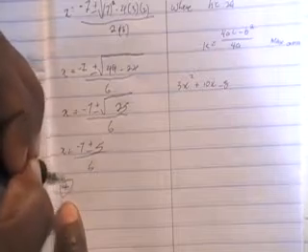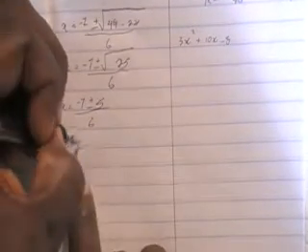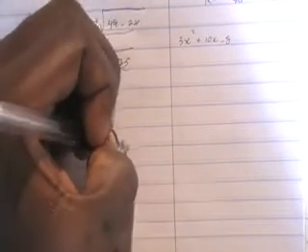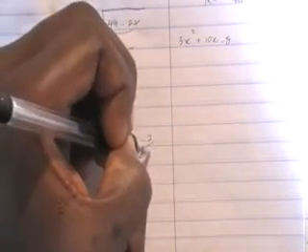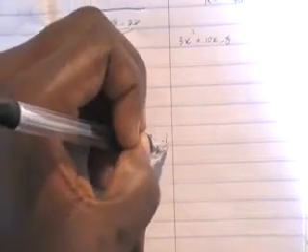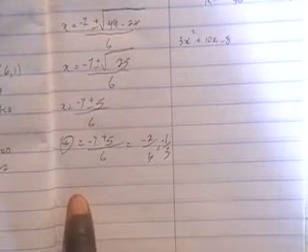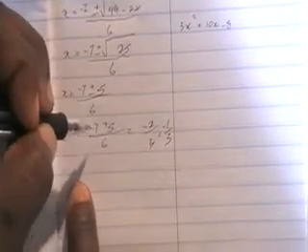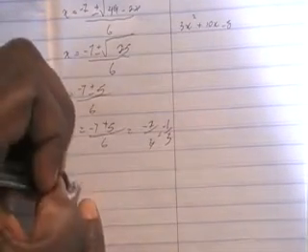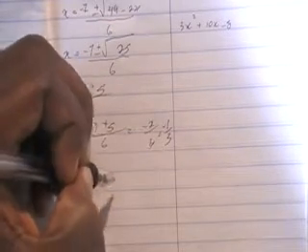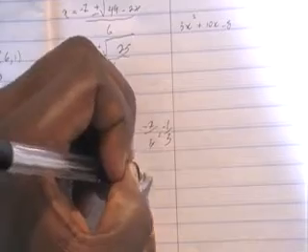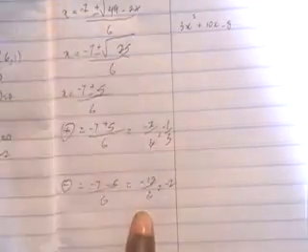Let's do the addition first. This is equal to minus 7 plus 5, divided by 6, which is minus 2 divided by 6, which when you cancel is minus 1 over 3. And then you come down here, let's do the subtraction. You have minus 7 minus 5 divided by 6, which is equal to minus 12 over 6, which is equal to minus 2.